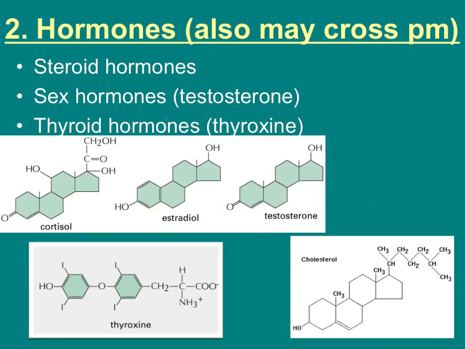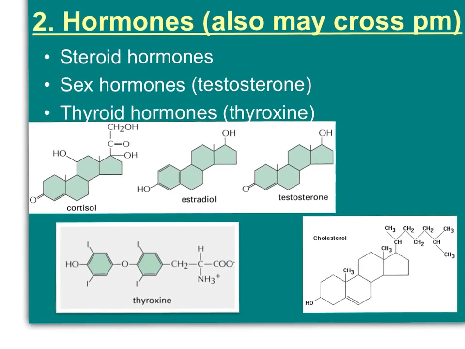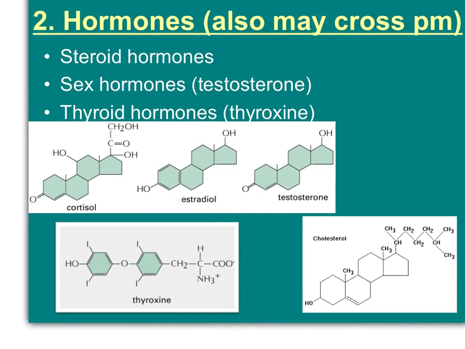Okay. So cortisol, estradiol, testosterone, these all have that steroid structure, and they can cross membranes. What's this one down here? Do you remember? We did talk about this a little bit, yeah? Thyroxine, what's that good for? Thyroid. And what is this made out of? What's thyroxine made out of?